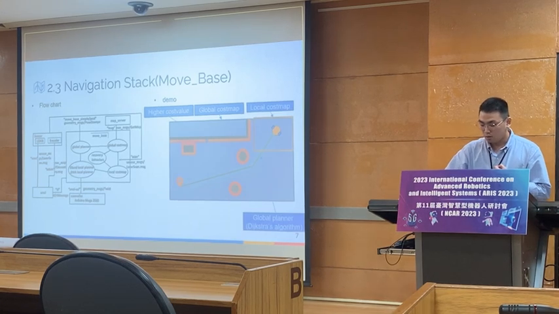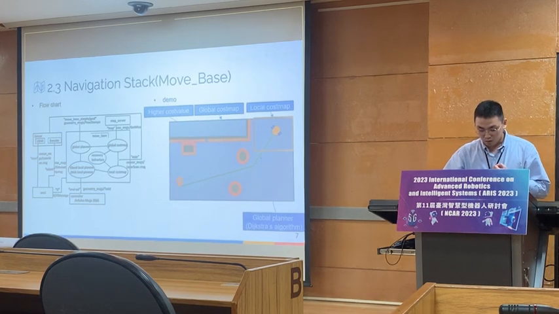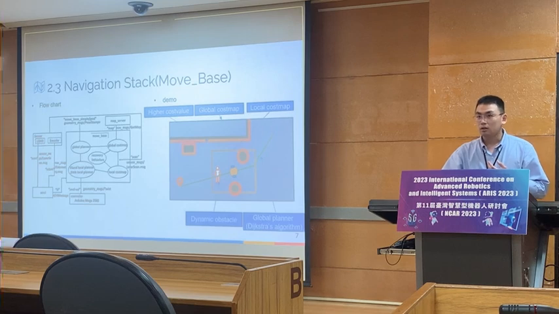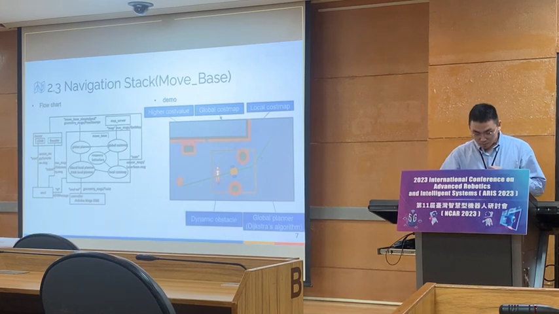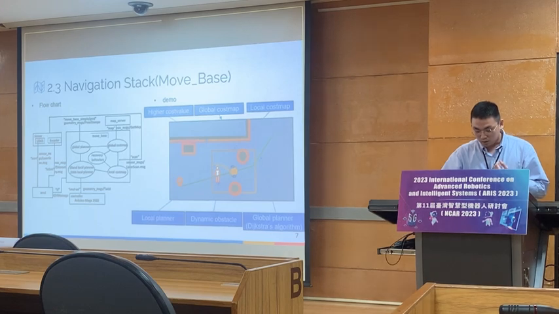Third is the local costmap, which creates a square area around the robot. When the robot detects a dynamic obstacle, the dynamic obstacle will be shown in the map and assigned a corresponding cost value. Finally, the local planner controls the robot to move along the optimal path and avoid obstacles immediately. In this experiment, we use DWA and TEB.